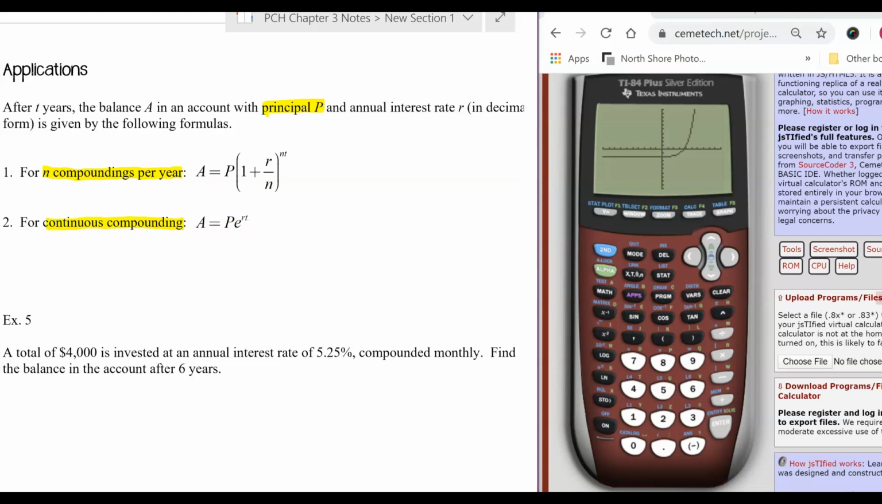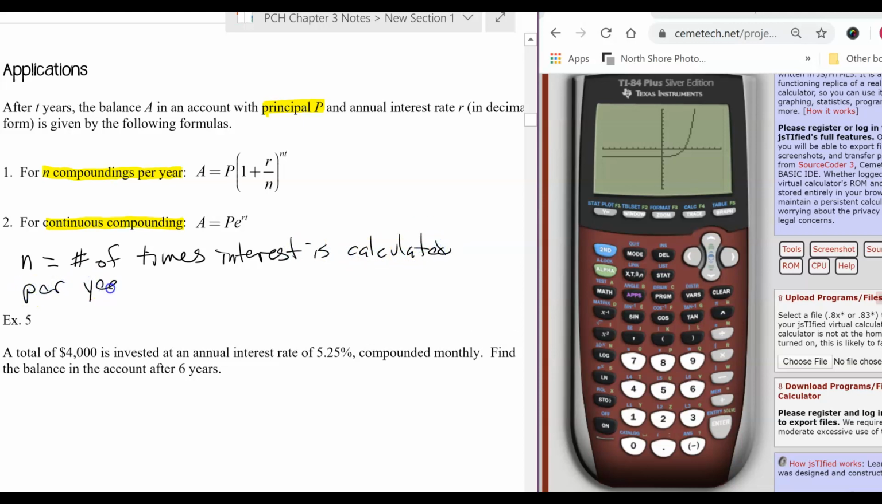So let's take a look at a few examples here. And let's also keep in mind that n equals the number of times interest is calculated per year. All right, so if it's monthly, n would be 12. If it's weekly, n would be 52.